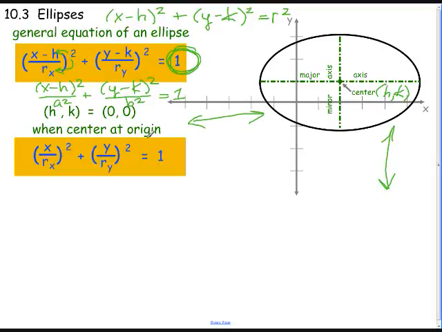Of course, when the center is at the origin, your h is 0, your k is 0, and you get something that looks a lot similar. It is similar, and it's simpler. And that would be x squared over a squared plus y squared over b squared equals 1.